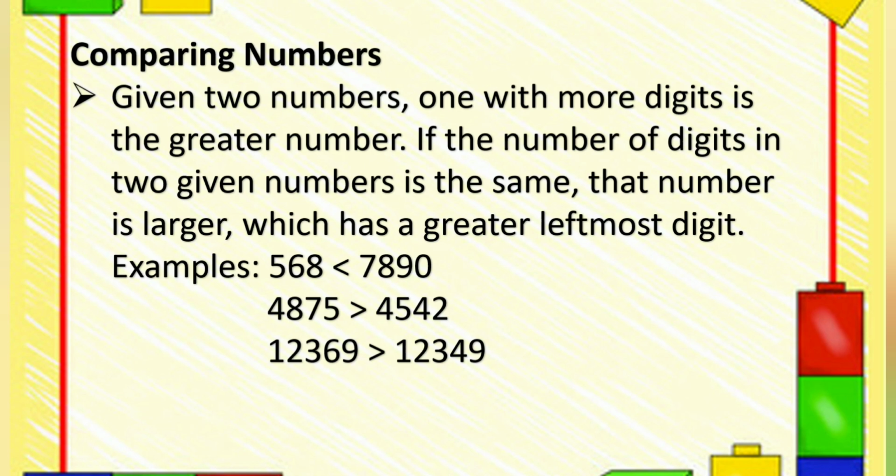Next, 12369 and 12349. Again, you are going to do the comparison. 10,000s place, that is 1 and 1, both are same. Thousands, 2 and 2 are same. Hundreds, 3 and 3 are same. Tens, 6 and 4. So we can say 12,369 is greater than 12,349.